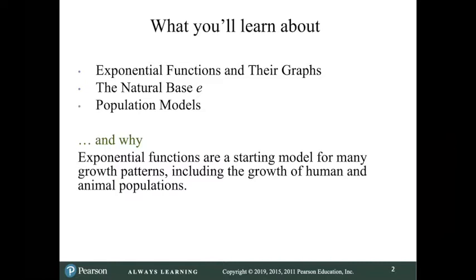Okay, so today's video, we're going to be looking at a review of exponential functions and their graphs. We already started this review in class, looking at the natural base, which is called E, and then barely skimming the surface of population models. So why do we care? Exponential functions are a starting model for many growth patterns, including the growth of human and animal populations. So this is a great tool for looking at populations, for looking at endangered or extinct species, and looking at why those populations behaved the way they did.